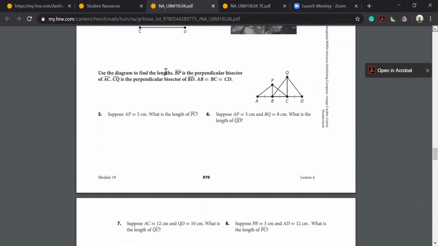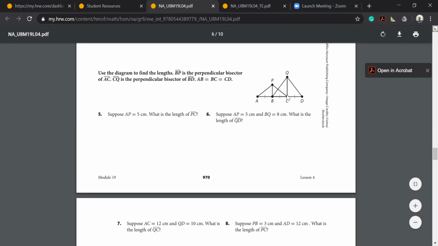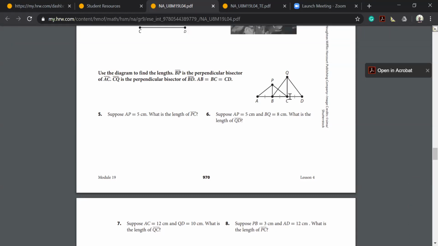Very good. And CQ is the perpendicular bisector of BD. So again, I understand it means that BC will be equal to CD and that this angle will be 90. And using the perpendicular bisector theorem, I know that QB should be equal to QD. And even he is helping you here, he is telling you that AB will be equal to BC equal to CD. Let's solve question 8.